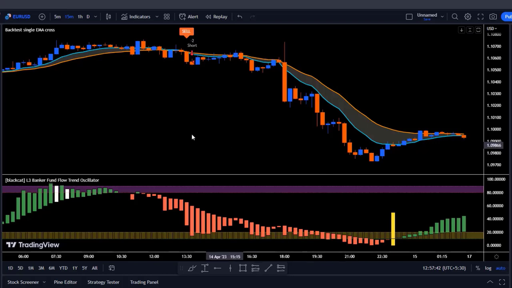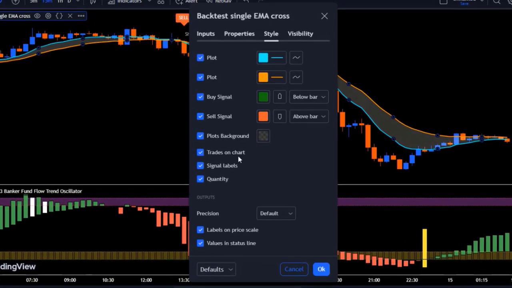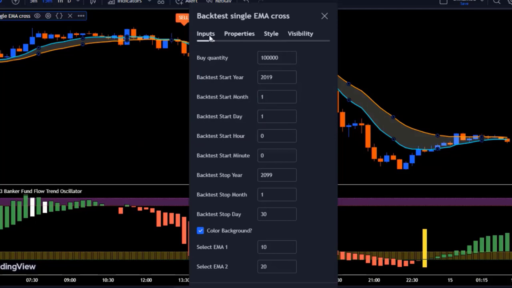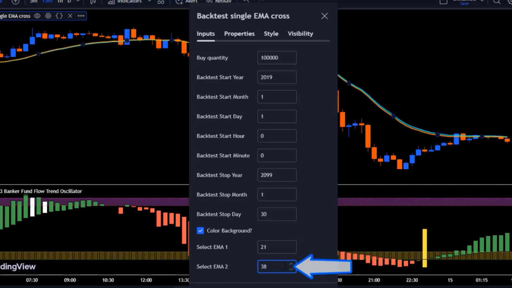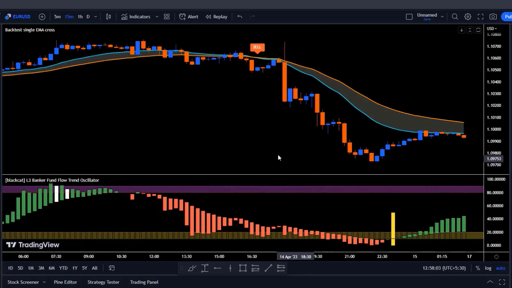To fine-tune our setup, we need to adjust the settings of the buy and sell back test indicator. First, we'll uncheck the trades on chart option to clean up the chart and make it easier to read. Then we'll head over to the input section and scroll down to select EMA 1, 21 and EMA 2, 38. These values have been proven to work well in many different trading scenarios and are a great starting point for our strategy. And just like that, our chart is ready for action.